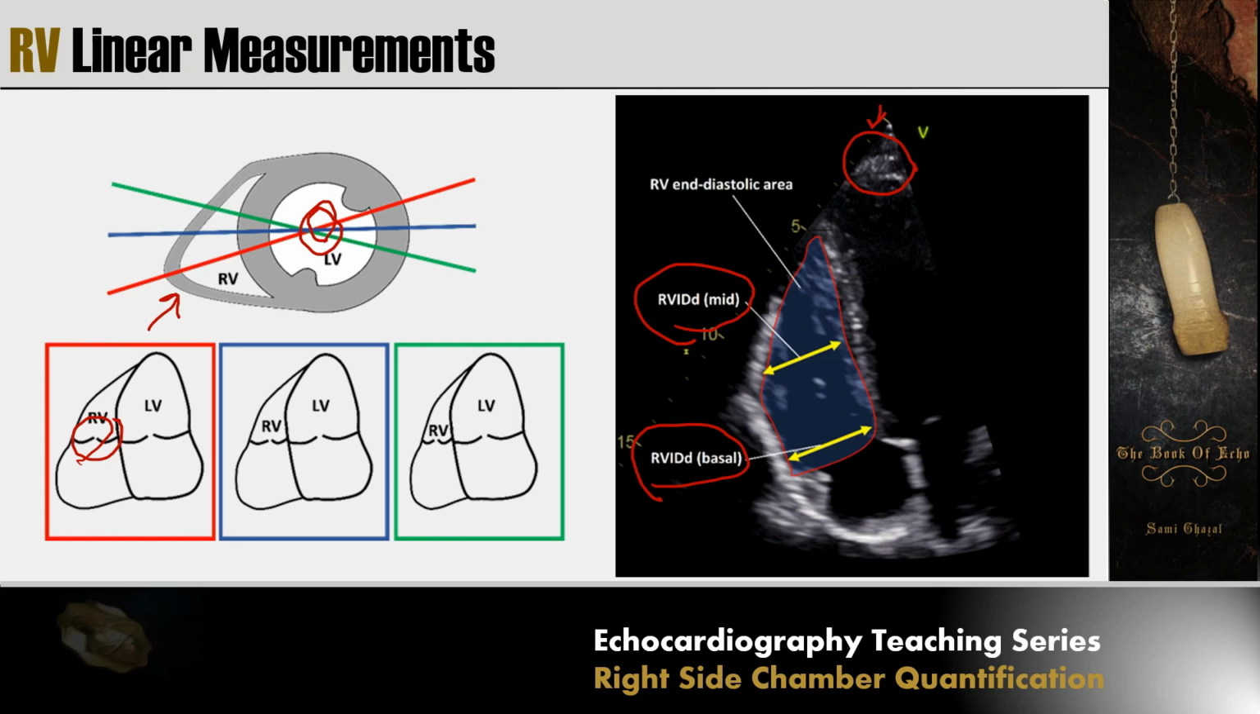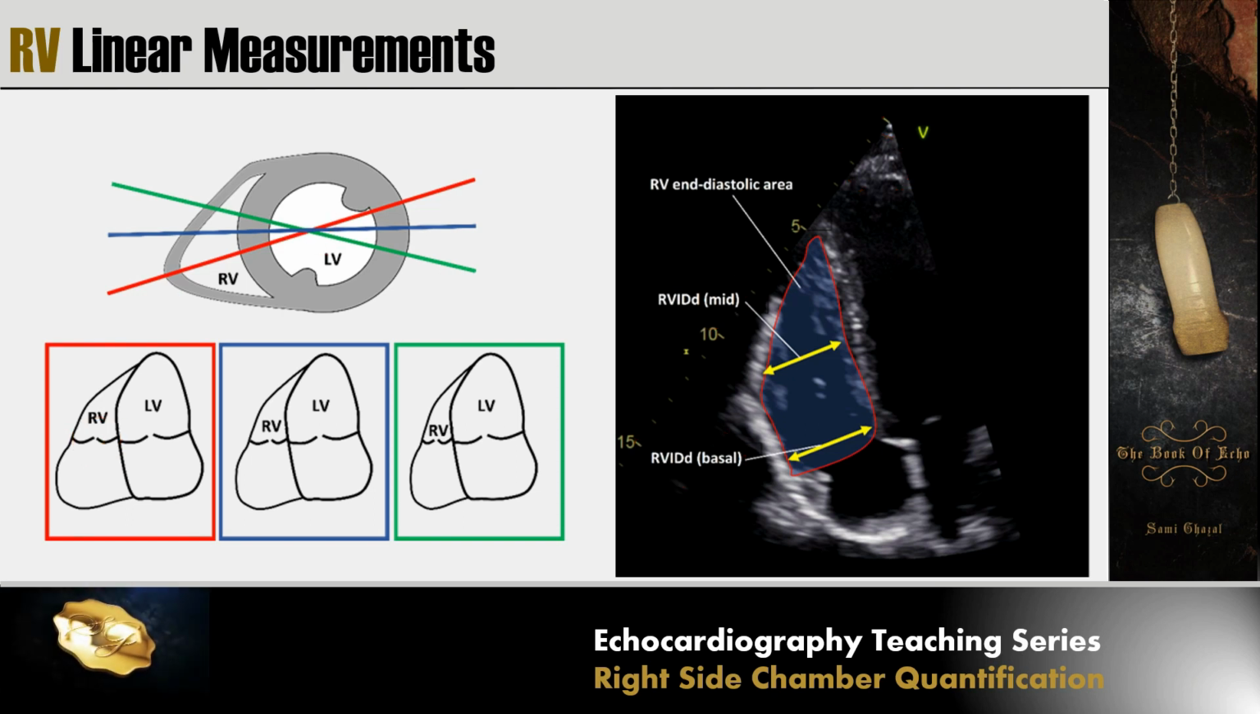4-chamber view. Also, utilizing the same view, we can measure the RV area. The RV area, when measured, should be measured from the tricuspid annulus all the way to the apex. We need to make sure that we exclude all those trabeculation and moderator band if it is there.